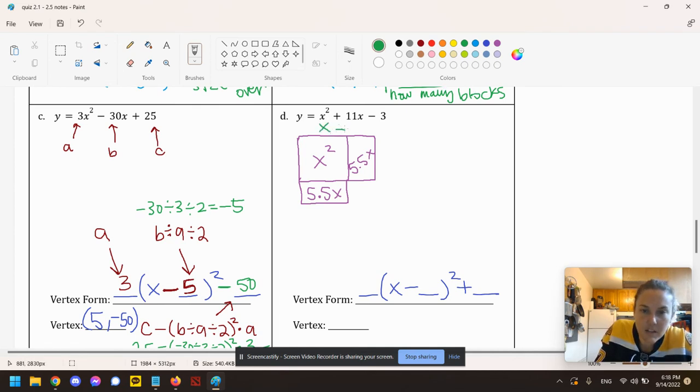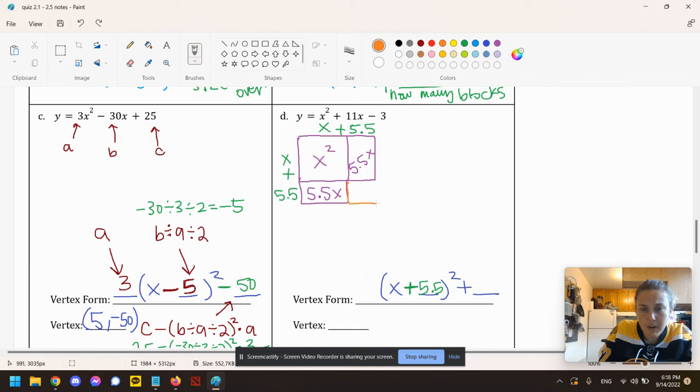Now we say this is x plus 5.5. This is x plus 5.5. We already get to put plus 5.5 here. We also already get to put 1 here, or we get to erase this out front number because there's only one block. Now the only question is, what goes here?